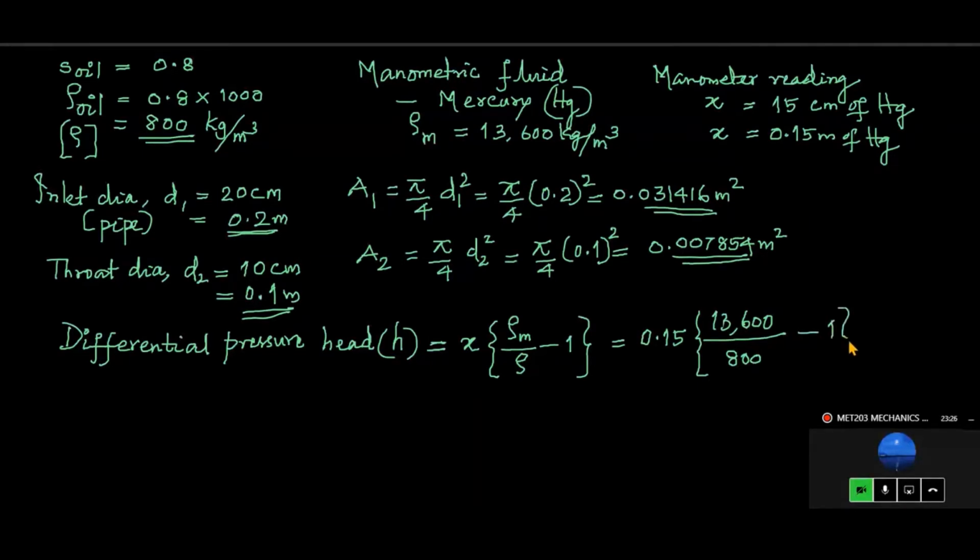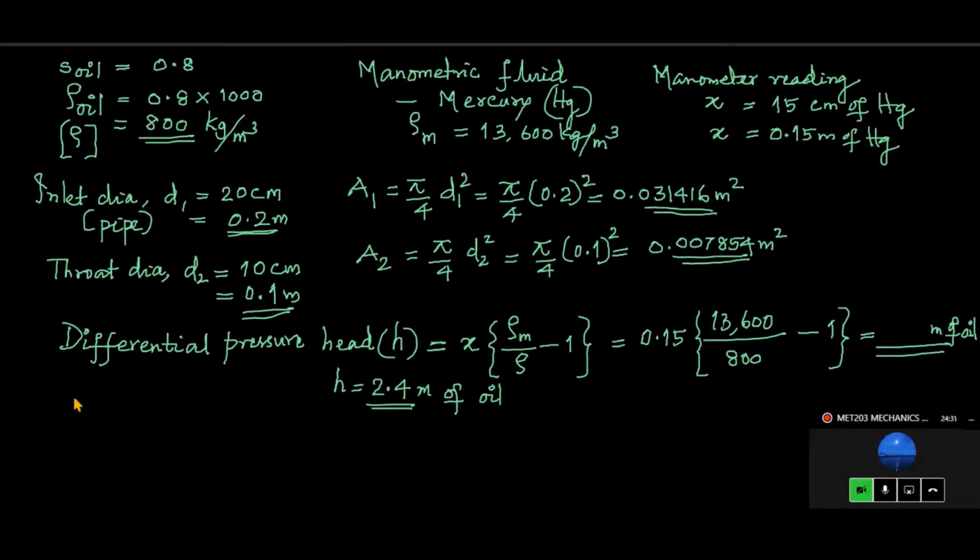So you please calculate this fast. This is the differential pressure head. So you'll get so many meters of oil. But remember, it is meters of oil. That's very important. So 2.4 meters. Don't forget to write meters of oil. If water is flowing through the venturi, then you write meters of water. Okay, so that is it.